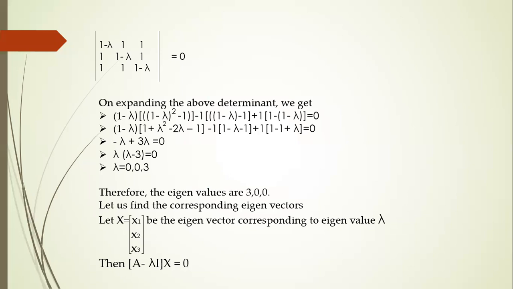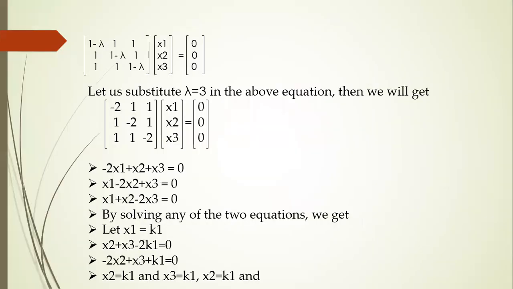Moving on to the next slide. The matrix with rows (1 minus lambda, 1, 1), (1, 1 minus lambda, 1), (1, 1, 1 minus lambda) times [x1, x2, x3] equals [0, 0, 0]. Let us substitute lambda equals 3 in the above equation. Then we get the matrix with rows (minus 2, 1, 1), (1, minus 2, 1), (1, 1, minus 2) times [x1, x2, x3] equals [0, 0, 0].